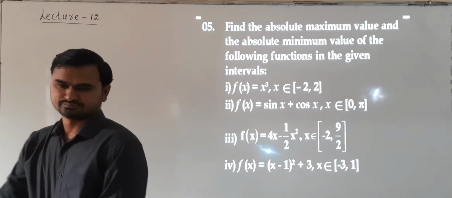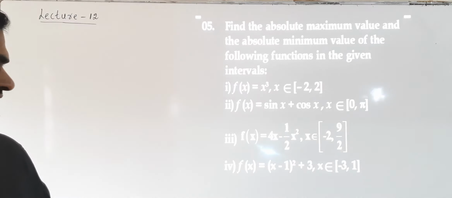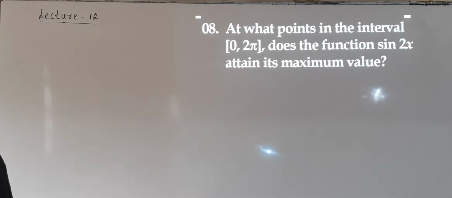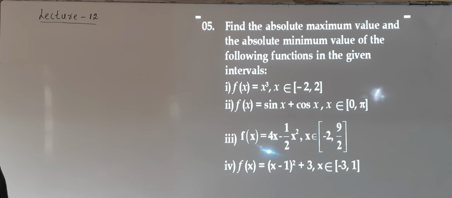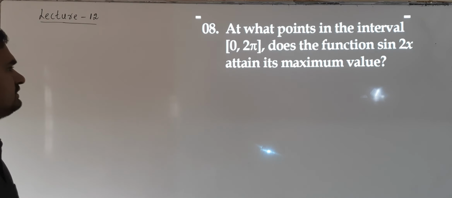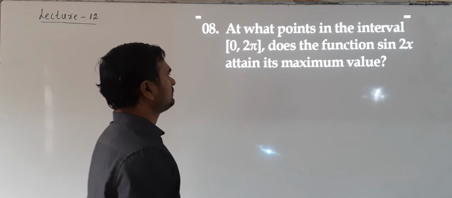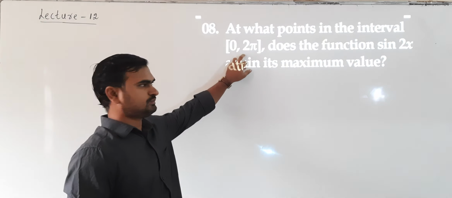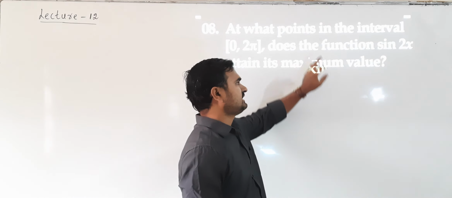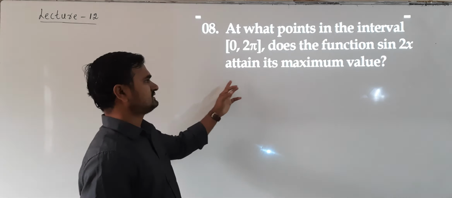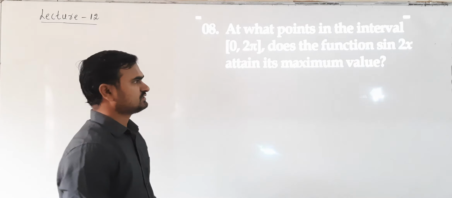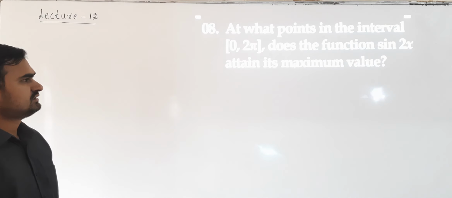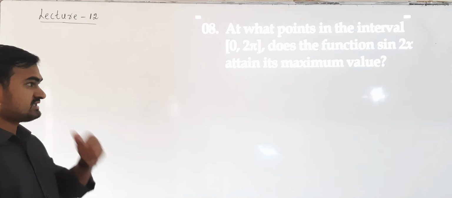Next, you can complete the remaining. Next, see question number 8. At what points in the closed interval 0 to 2 pi does the function sin 2x attain its maximum value? So we need the points in this interval 0 to 2 pi at which the function attains its maximum value.